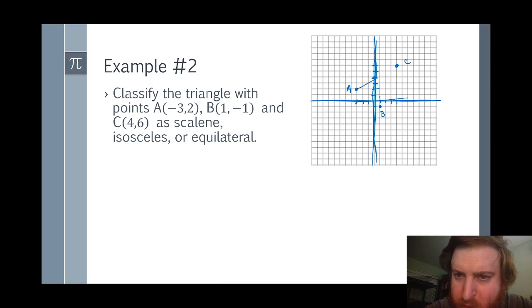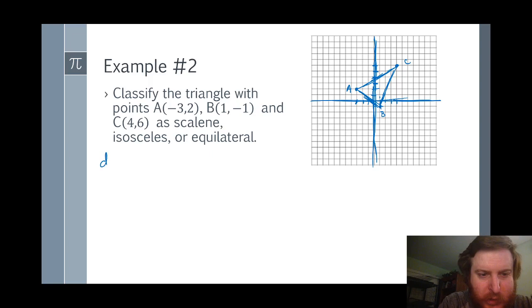Okay, so just looking at this triangle, it definitely does not look equilateral. It could be isosceles, but it also could be scalene. I'm not 100% sure. Hypothetically, I could get a ruler and try to measure it. But we're going to just prove it, okay? I want you to prove it. So the way we're going to prove it is we're going to have to figure out the distance of all of those 3 sides. So, I'm going to first do the distance between A and B.